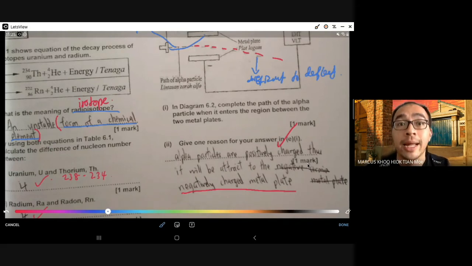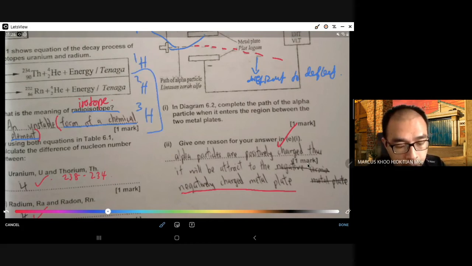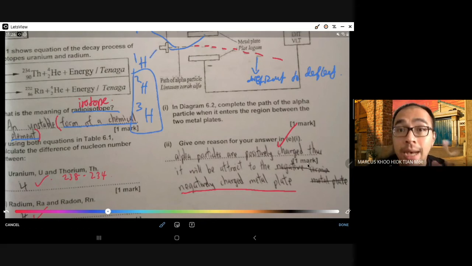Radioisotope is an unstable isotope, because isotopes are the same element. You can have, for example, hydrogen 1, hydrogen 2, and hydrogen 3. Hydrogen 2 and hydrogen 3 are unstable, but this one is a stable isotope. All three are hydrogen. It's just that they have different things that make up the hydrogen.